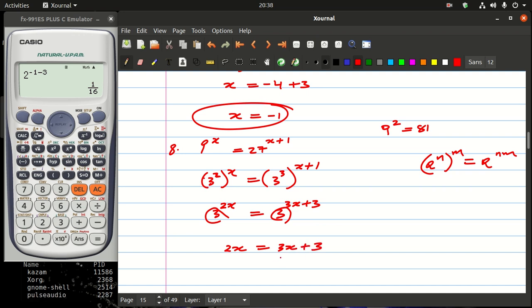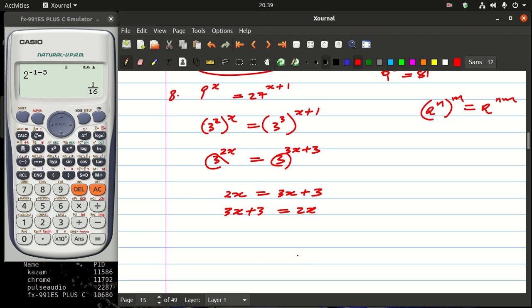And then what I'm going to do is very simple. I'm going to interchange sides, which means I have 3x plus 3 is equal to 2x. I'm not actually taking this to that side, I'm just switching the whole thing, so my right-hand side is this and my left-hand side is that. That's what I've just done. But even if you change the whole sign of this, you can still figure it out, it's still fine.